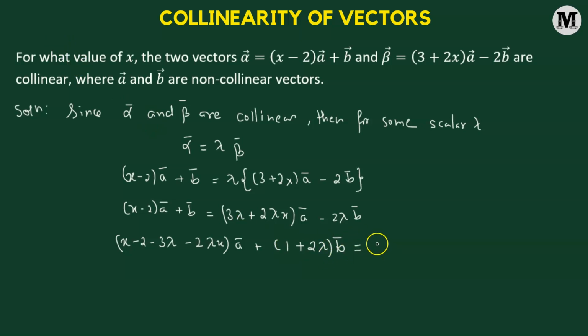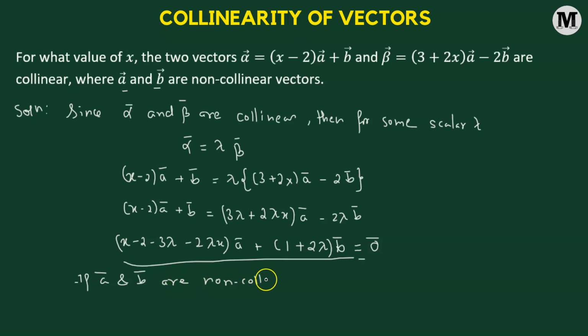Now this will be equal to a null vector, because we are adding two vectors on the left hand side, so on the right hand side we also must get a vector. But since nothing is present, it's going to be simply the null vector. Now it's given here that a vector and b vector are non-collinear vectors. In this particular equation, if a vector and b vector are non-collinear, that could mean only one thing.